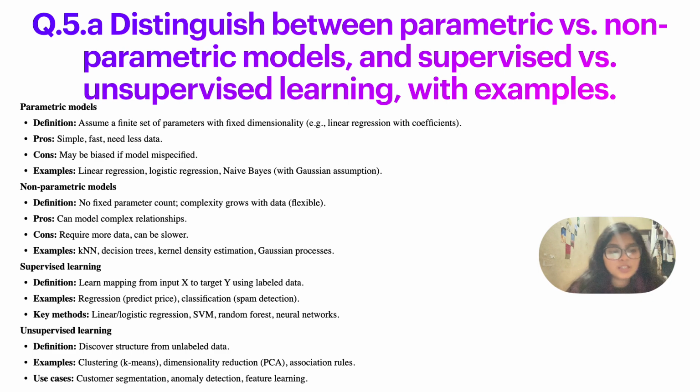Moving towards the next one, which is supervised learning. It learns a mapping from input X to target Y using labeled data. Here, the ML algorithm learns the relationship between input and output. It is used in regression and classification, and its key methods are linear regression, SVM, random forest, and neural networks.